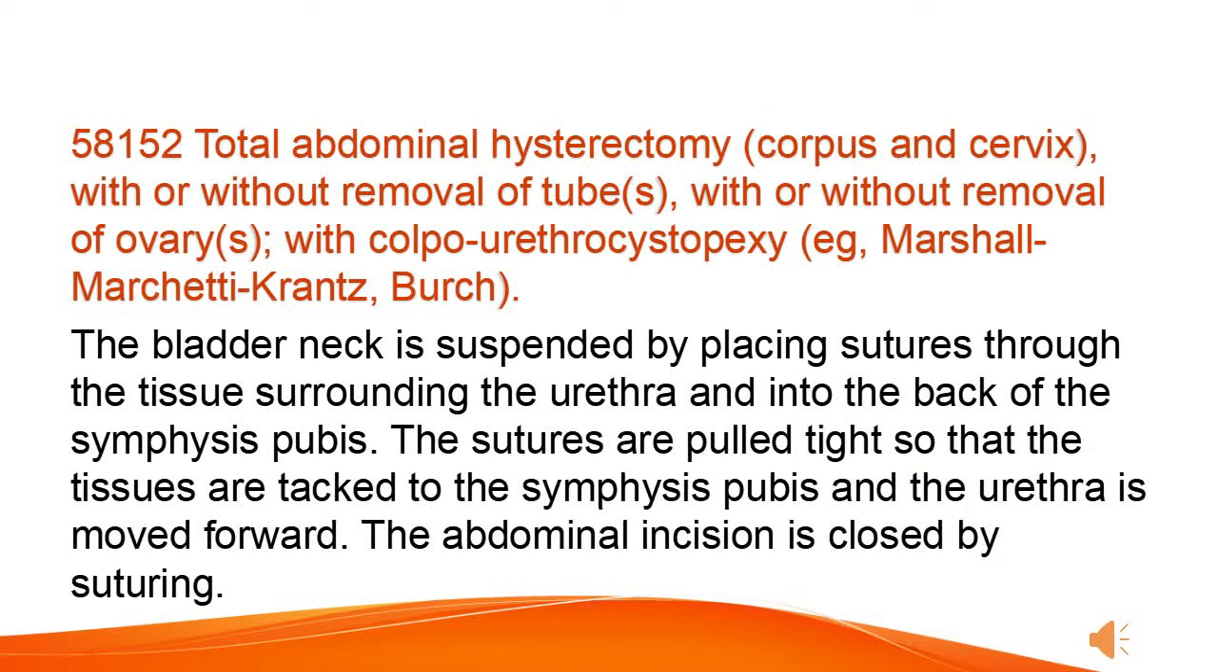Total abdominal hysterectomy, corpus and cervix, with or without removal of tube(s), with or without removal of ovary(s), with colpourethrocystopexy, e.g., Marshall-Marchetti-Krantz, Burch. The bladder neck is suspended by placing sutures through the tissue surrounding the urethra and into the back of the symphysis pubis. The sutures are pulled tight so that the tissues are tacked to the symphysis pubis and the urethra is moved forward. The abdominal incision is closed by suturing.